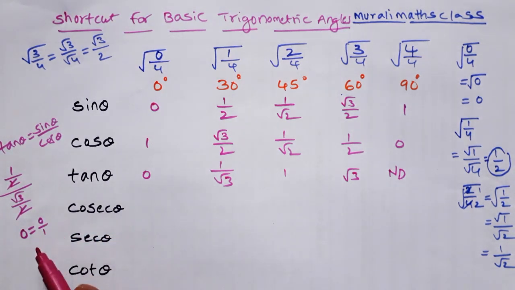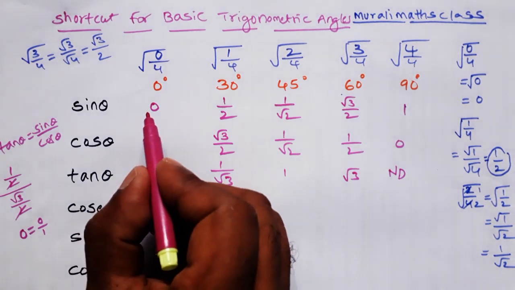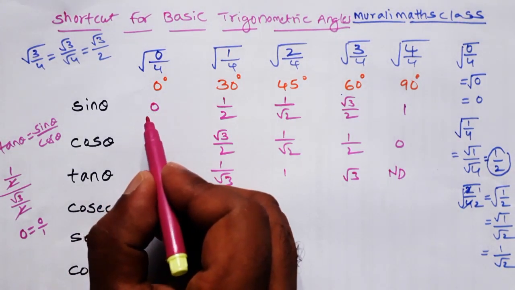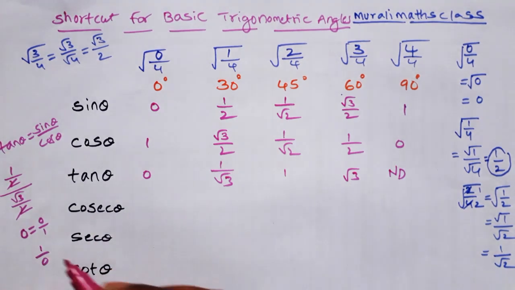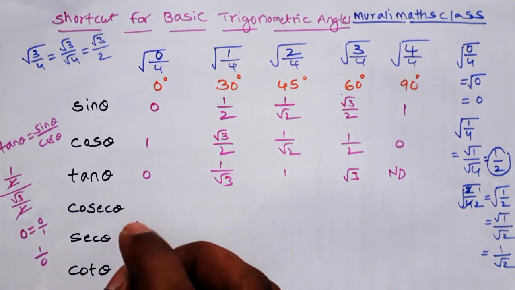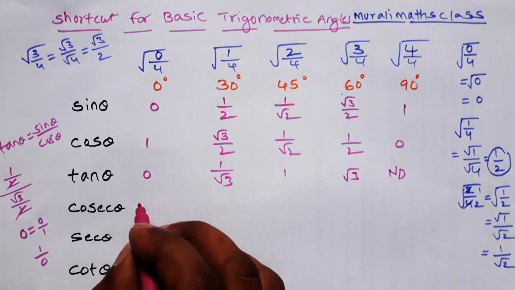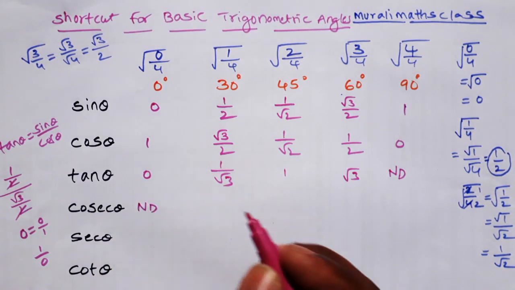0 is equal to 0 by 1. So here, 1 divided by 1 we can write. But here what we have to write? Reverse we have to write. 1 by 0 we have to write. 1 by 0 means what? Not defined. So here, not defined.